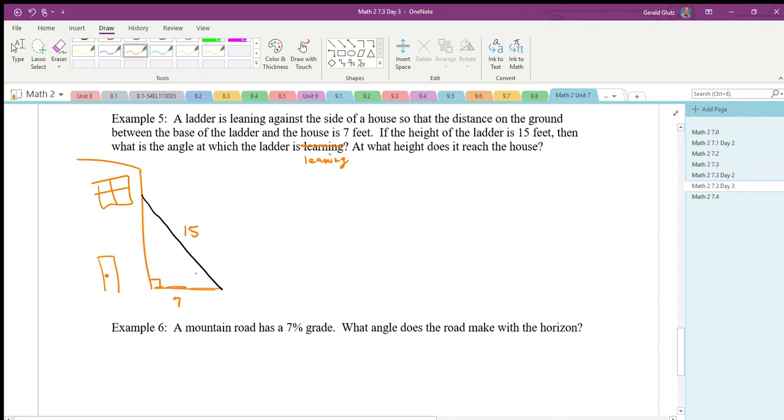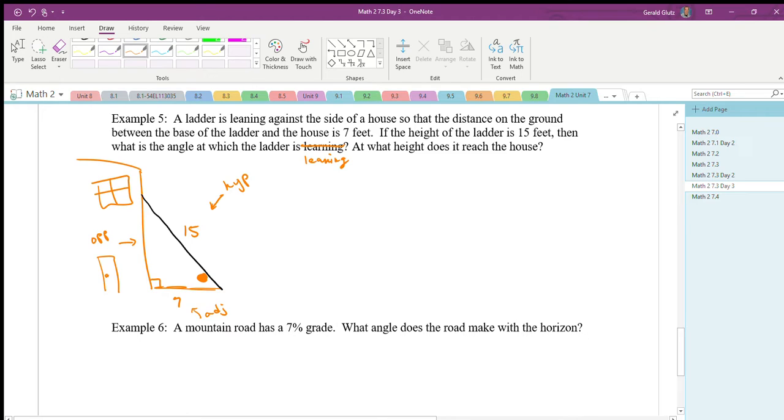So we're trying to figure out the angle at which the ladder is leaning, so this angle right here. I know this is the hypotenuse because it's opposite of the 90-degree angle. These two are the legs. This leg over here is opposite because it's not touching this angle. The 7 right here is the adjacent because it is touching, or next to, this angle.